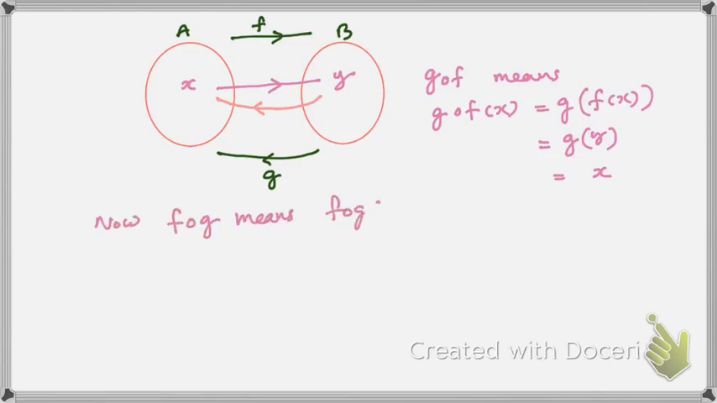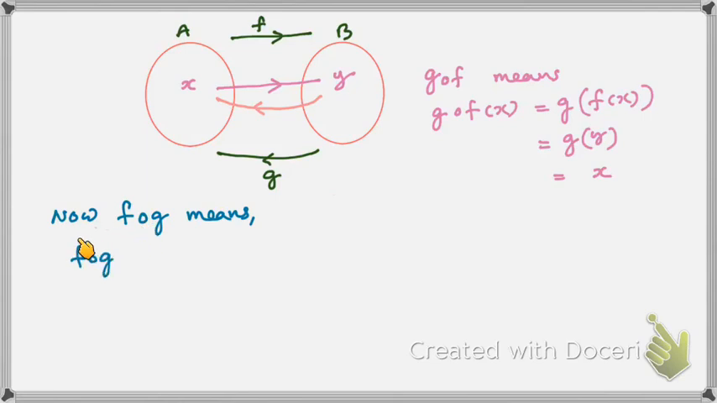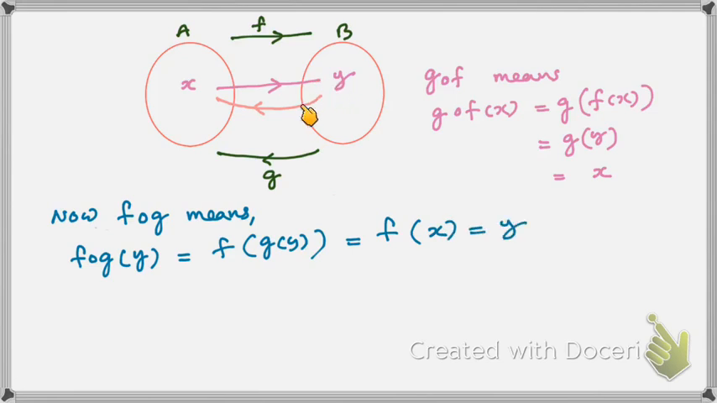Now I'm going to consider f of g. What's the meaning of f of g? F of g means f of g of y. And what is g of y? G is taking y to x. So g of y is x. And what is f of x?